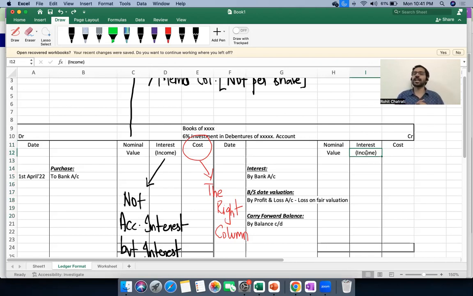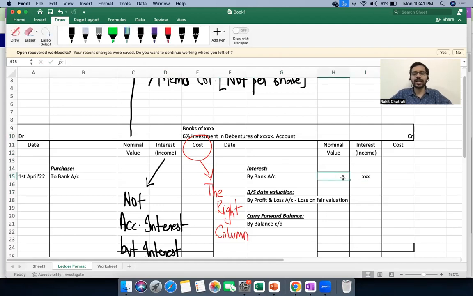Please remember that this is actually an interest P&L ledger. Now, whenever, let us say, in the case of this 6% investment in debentures, you earn interest, the entry is bank account debit to interest income. So bank account debit to interest income. Therefore, on the credit side, you are writing by bank account and you will have some values written over here.